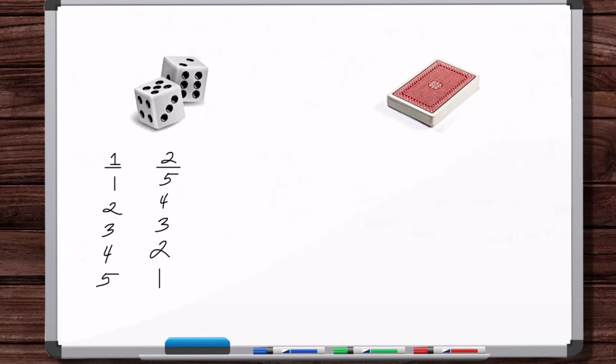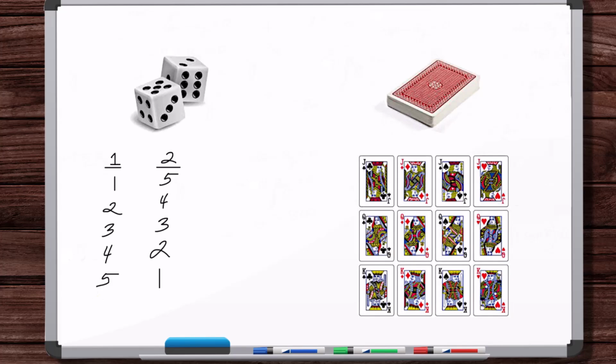Now when it comes to pulling a face card, there are 12 face cards within a 52 card deck. And so when we pull a card from this deck, there are 12 different ways we can pull a face card. We could pull any one of these, and that satisfies the criteria. So in that case, we've got 5 plus 12, so 17 different ways we can win the $1 million.